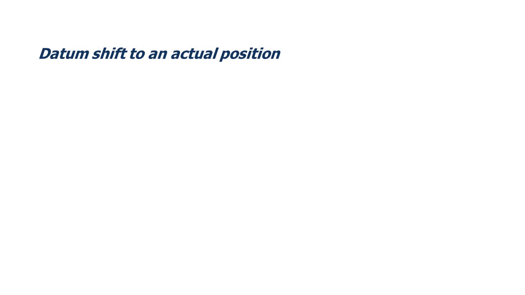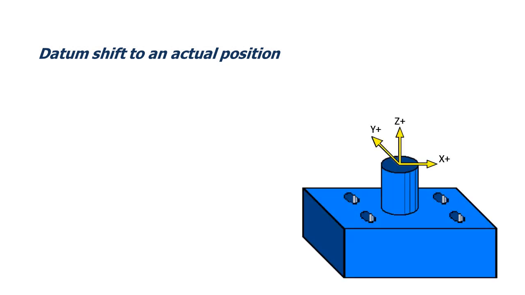Datum shift to an actual position. The second method of performing a datum shift is to move to an actual position by moving to a measured or constructed feature or features. To move the datum to the front left-hand corner and level with the top face, we first need to measure the features that define it.